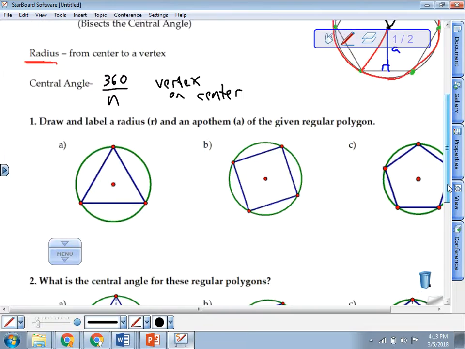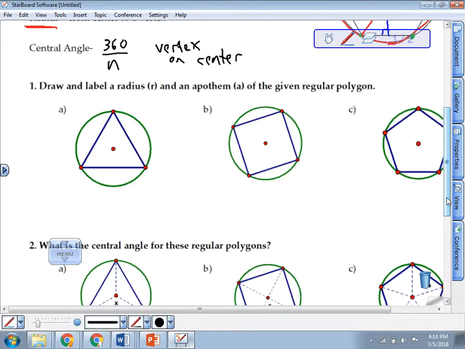All right, let's get to some examples here. First thing they want you to do is simply draw and label a radius and an apothem of each given shape. So it'd be pretty simple. Again, apothem just goes to the midpoint, so that'd be the A, and then the radius goes from the center to one of the vertices.